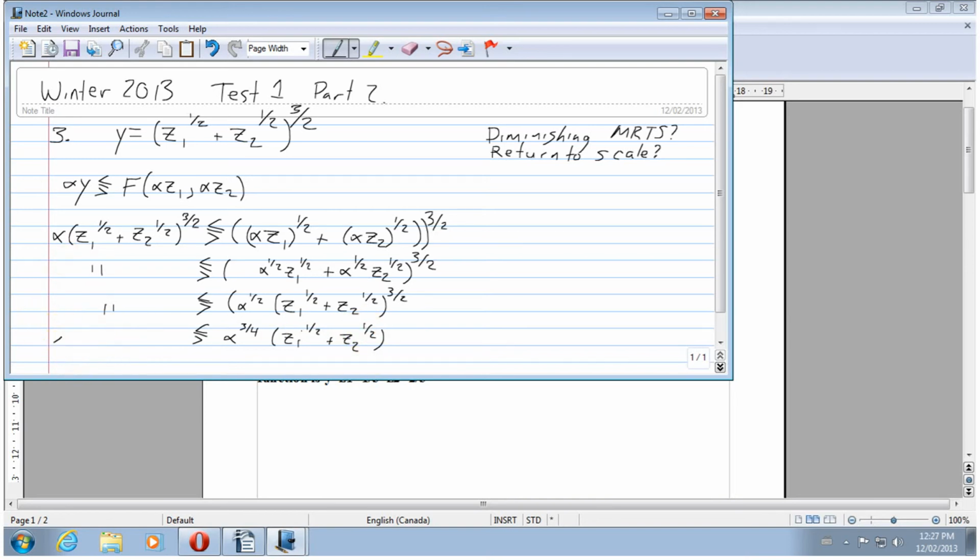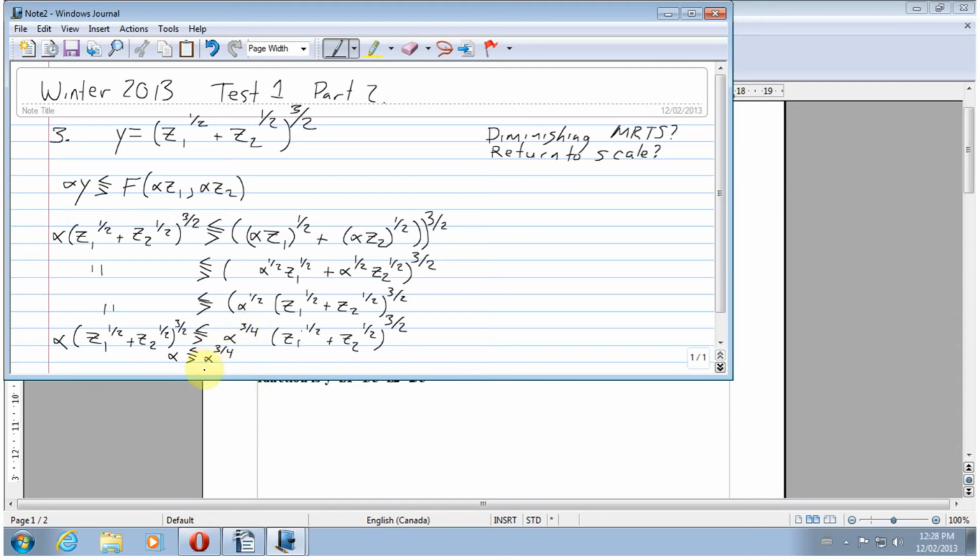Okay, now I'm going to write down this original function again, because now we can say something about which of these inequalities is the correct one. Sorry, this should also be to the 3/2 here. Okay, so I have both of these sides containing a Z1 1/2 plus Z2 1/2 all to the 3/2. So if I divide each side of the equation by that, I'm going to have a less than, equal to, greater than a to the 3/4.